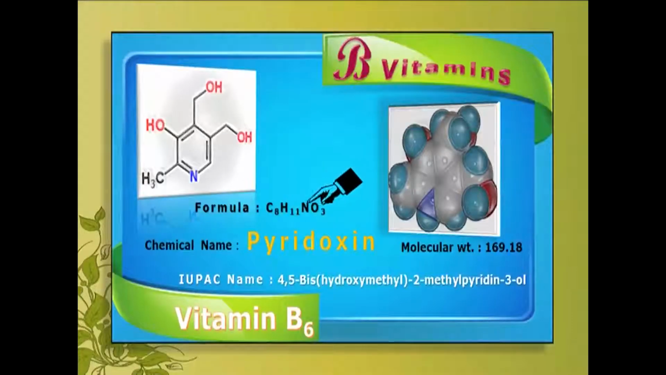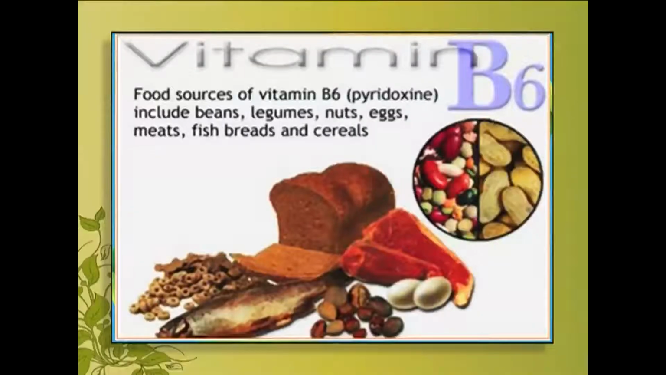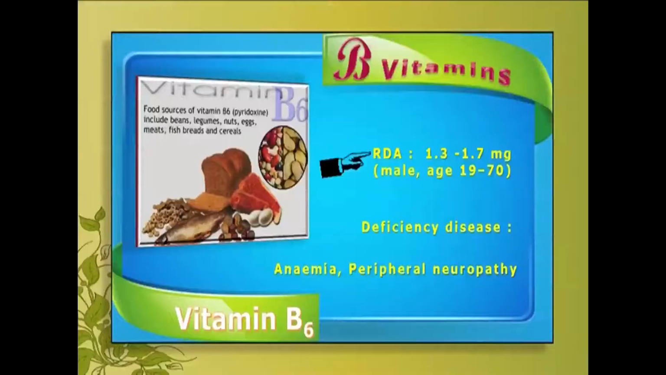Vitamin B6 or pyridoxine has a molecular formula of C8H11NO3 and a molecular weight of 169. Foods rich in vitamin B6 include legumes, nuts, eggs, meats, breads, and several different cereals. The recommended dietary allowance is 1.3 to 1.7 milligrams for males between age 19 to 70 years. And the dietary deficiency syndrome associated with this vitamin is anemia and peripheral neuropathy.